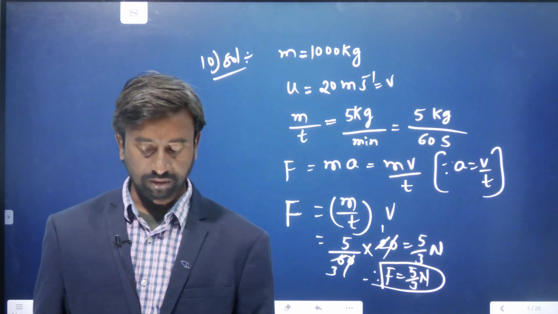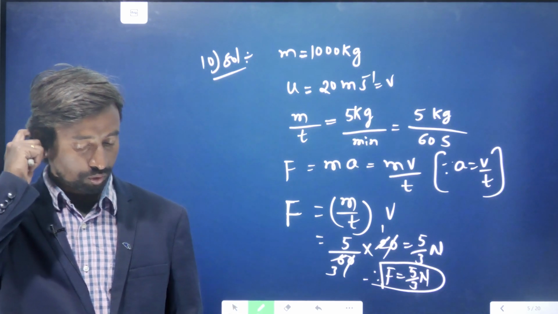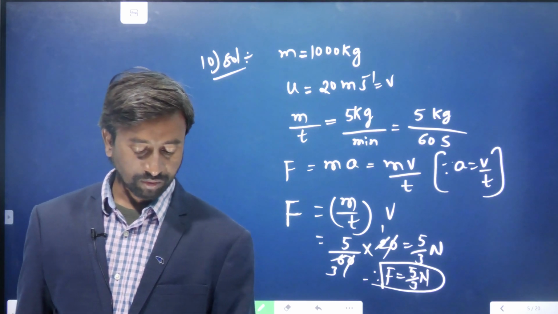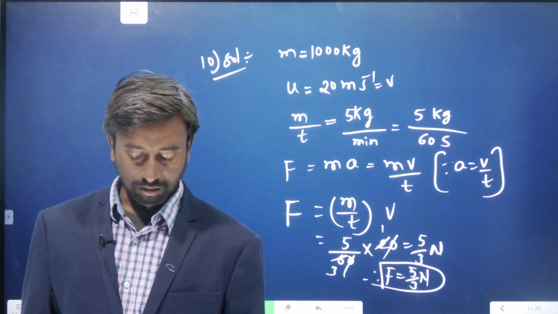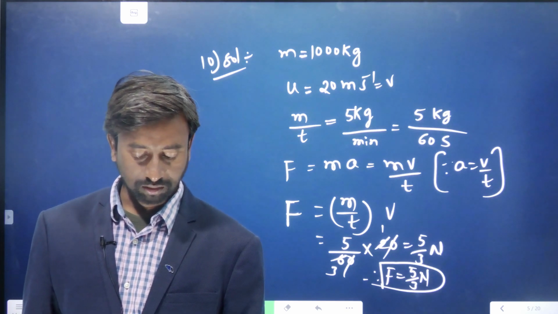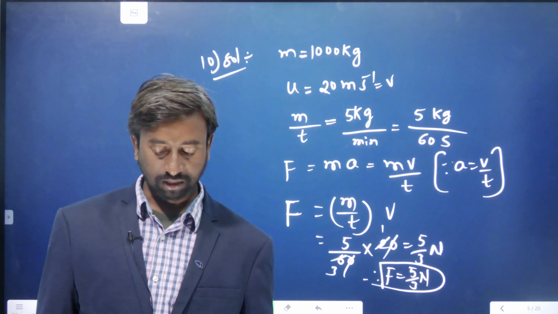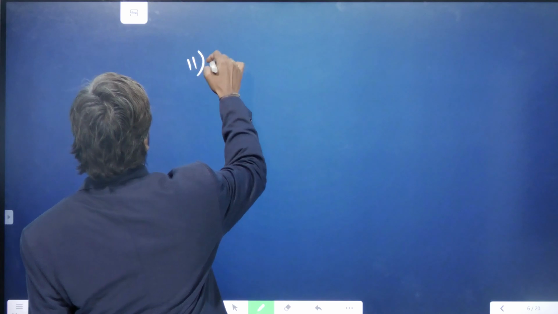Okay, this is the 11th problem. A body of mass 8 kg is moved by a force F equal to 3x newtons, where x is the distance covered. Initial position is 2 and final position is 10 meters. If the body is at rest initially, find the final speed. So how to find it? We will try to solve it.